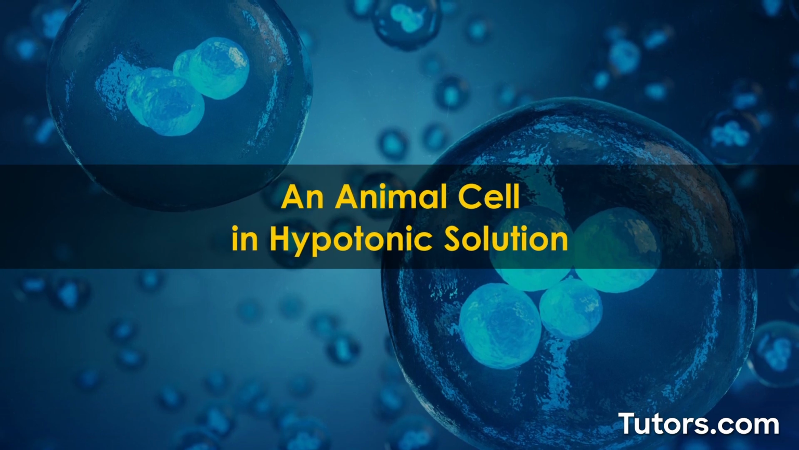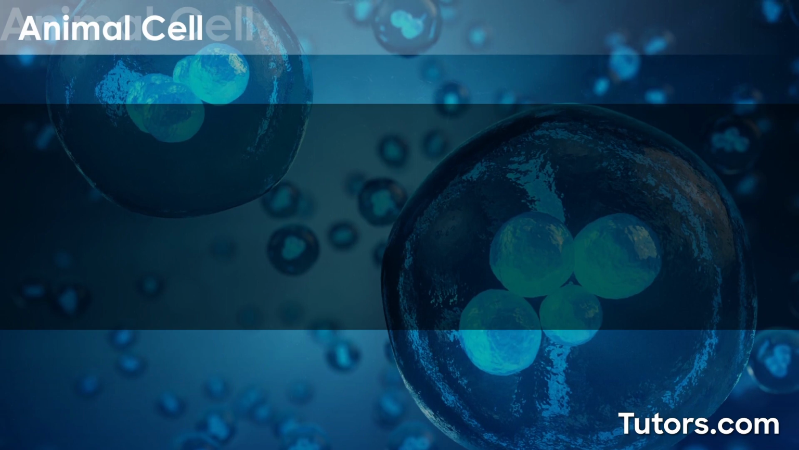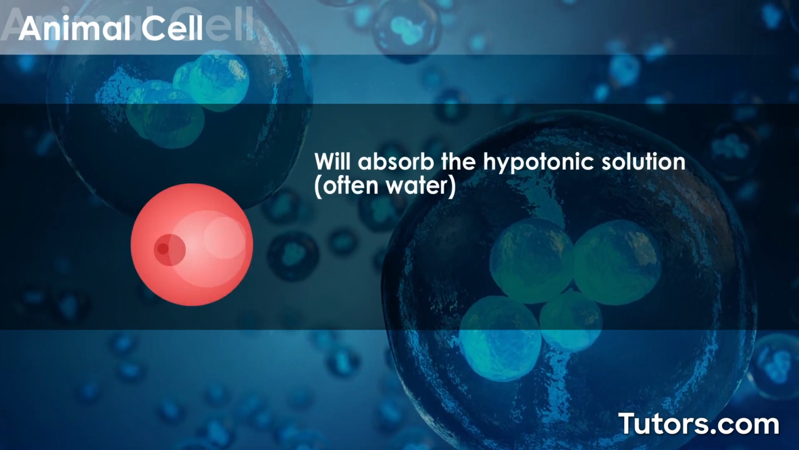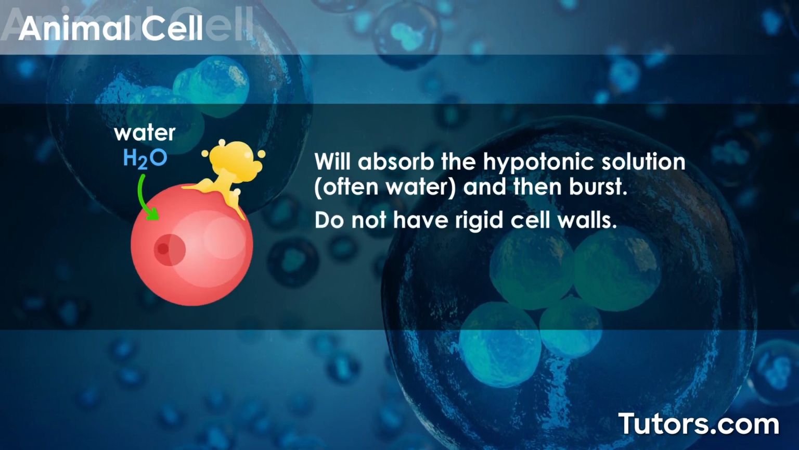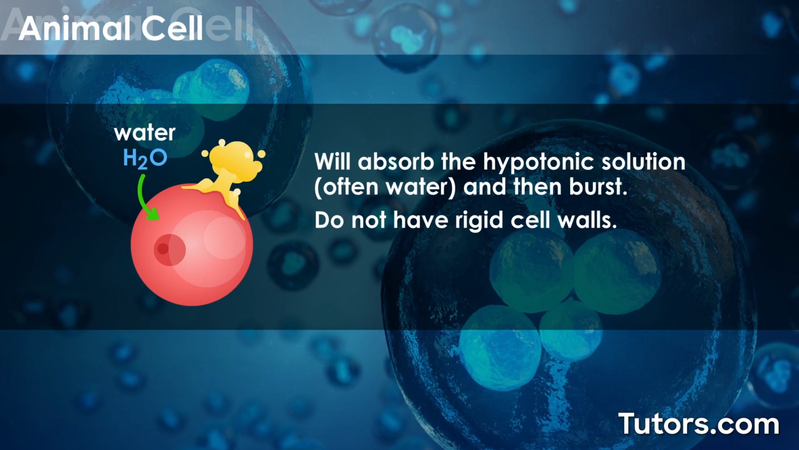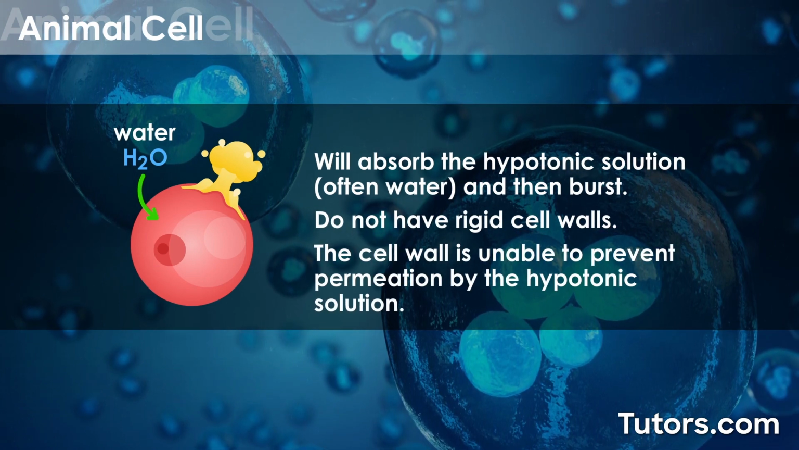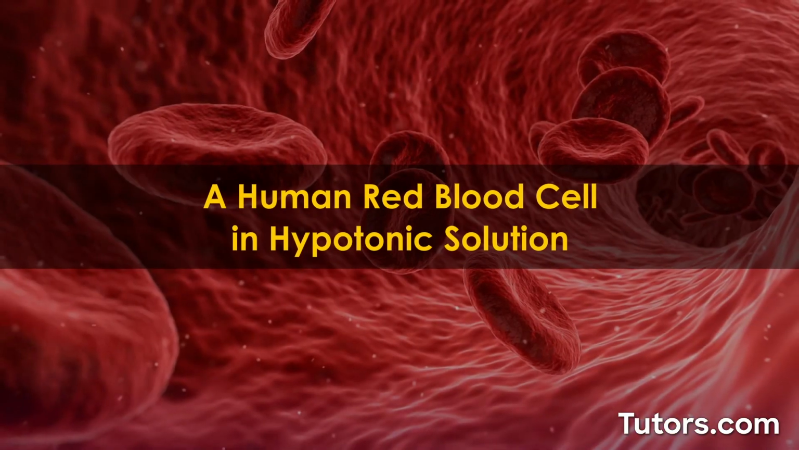An animal cell in hypotonic solution. When exposed to a hypotonic solution, animal cells will absorb the hypotonic solution, often water, and then burst. Animal cells do not have rigid cell walls like plants, and the cell wall is unable to prevent permeation by the hypotonic solution.